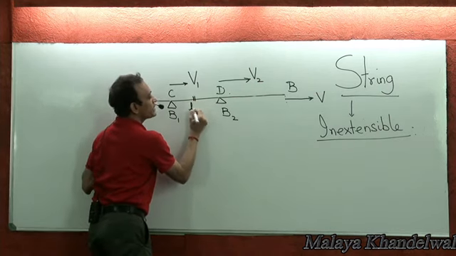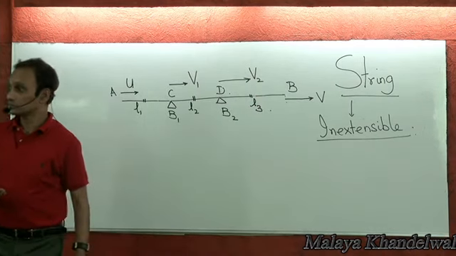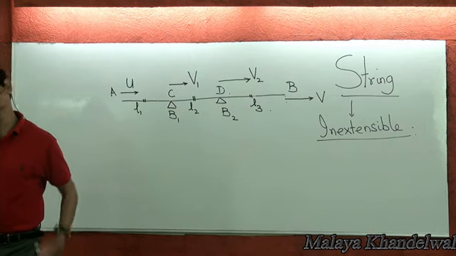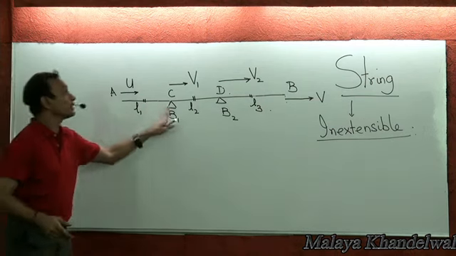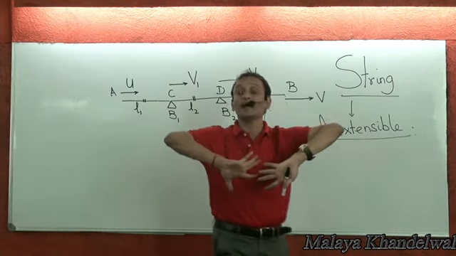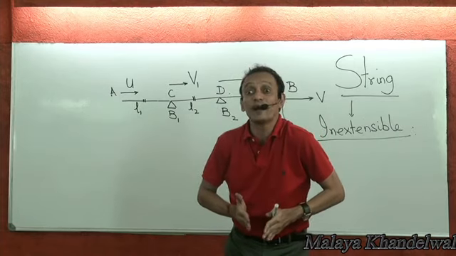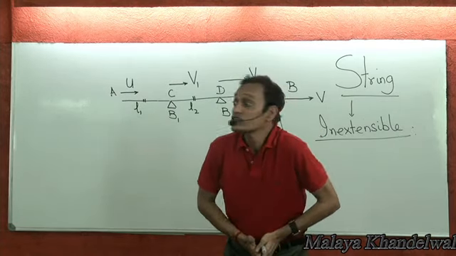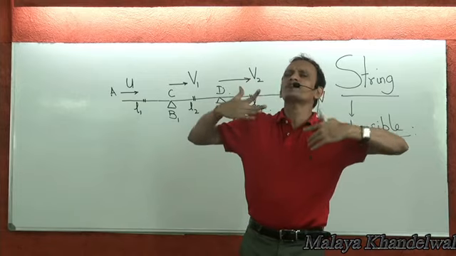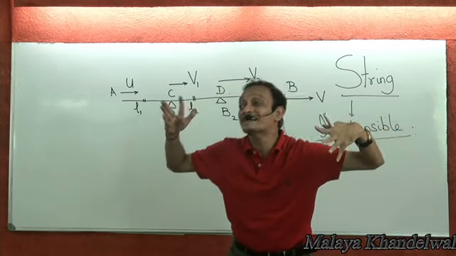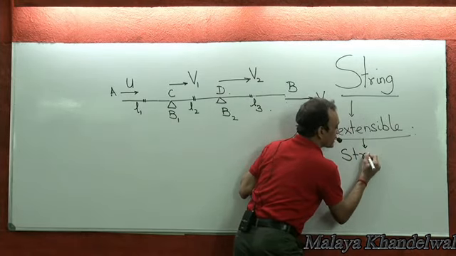But this length, say L1, changes with time. This length, L2, changes with time. This length, L3, changes with time. Right? But their sum remains the same. L1 plus L2 plus L3 will not change. Even though each changes with time, L1 plus L2 plus L3 will remain constant. That's by virtue of the inextensibility of the string, which is referred to as a string constraint.